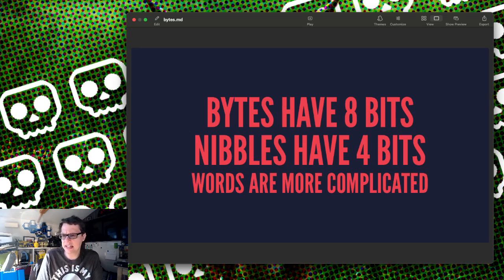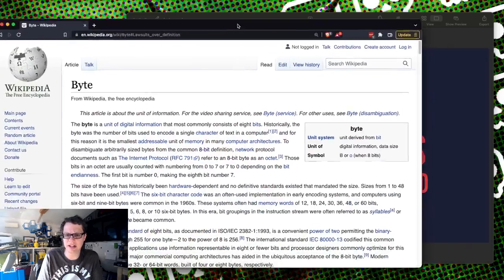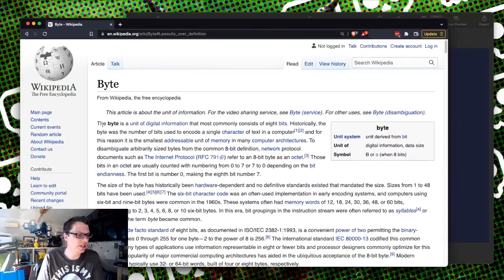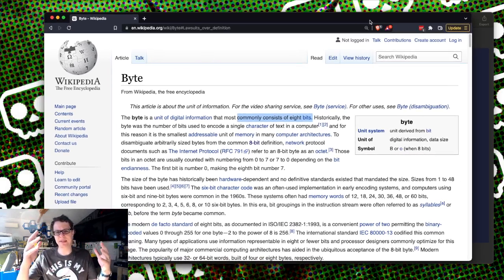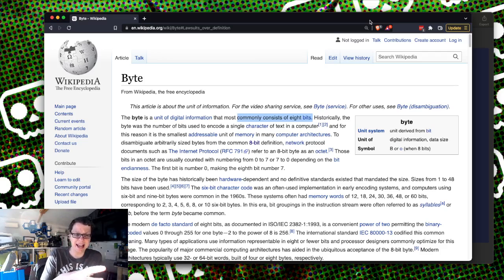In fact, the real question is, if we look at the Wikipedia page, it answers it really, really nicely. It says the byte is a unit of digital information that most commonly consists of 8 bits. And when we say most commonly here, if you say, oh, this animal is a common animal, it means everyone's seen it. The probability is that anyone watching this video has never seen a computer which does not use an 8-bit byte.